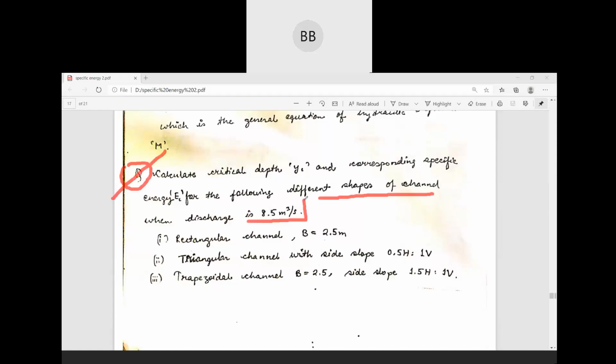So you write this question. Calculate the critical depth yc and corresponding specific energy Ec for the following different shapes of the canal, or channel, when the discharge is 8.5 meter cube per second. You consider only two, number one and number two. One is a rectangular channel and the second one is a triangular channel with side slope 0.5 horizontal to 1 vertical. It's very simple. We already did this type of numericals.